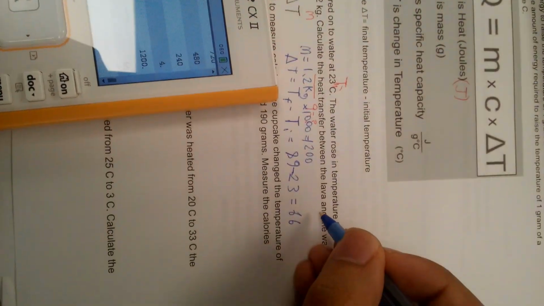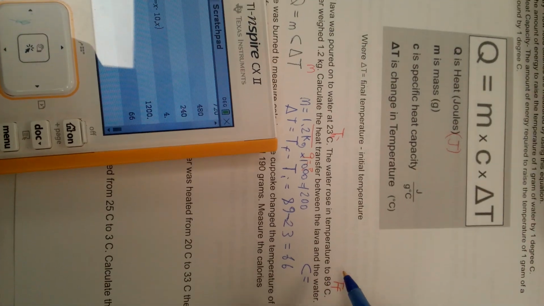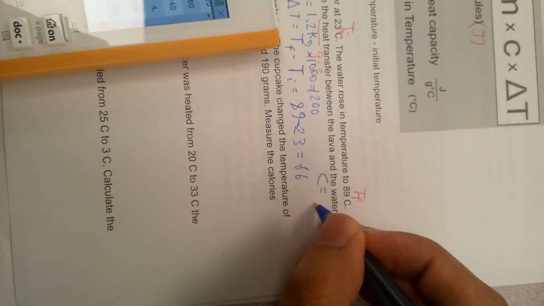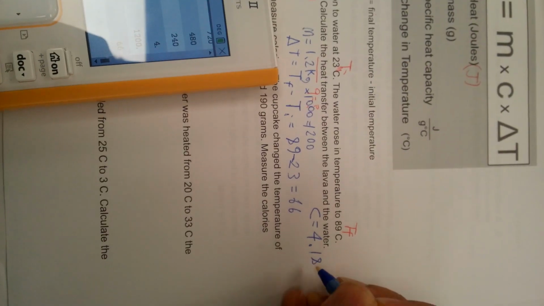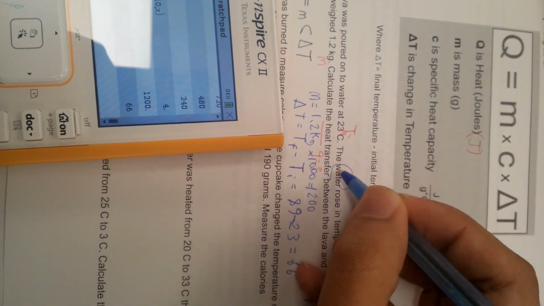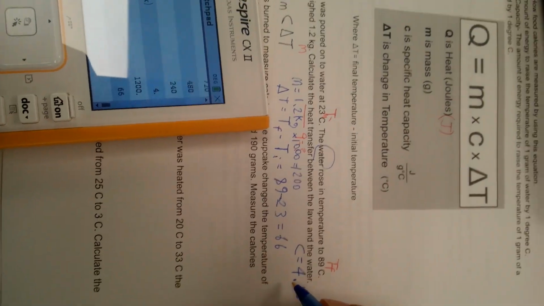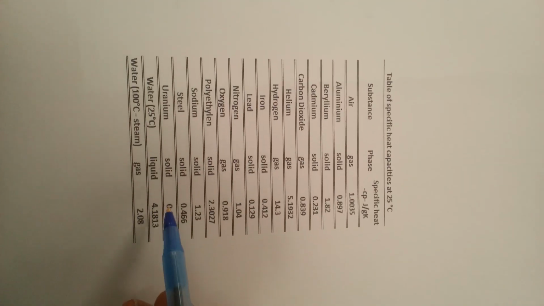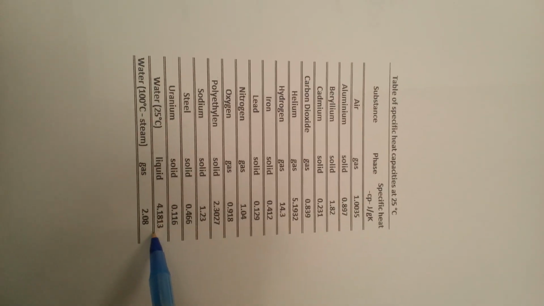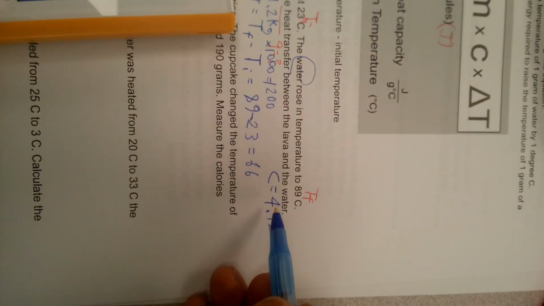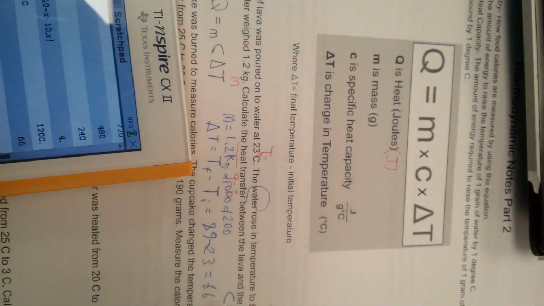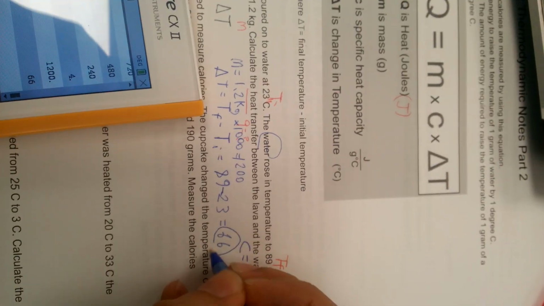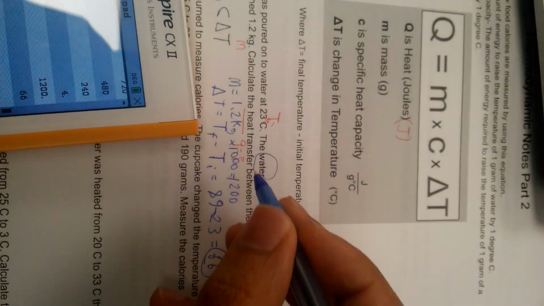And then the last thing is the C. C is going to be 4.18. The reason it's 4.18 is because we are talking about water. And water has a specific heat capacity of 4.18. So if we look at this chart over here, the specific heat of water is 4.18, so that is why this has to be 4.18. So now we have everything we need. We have 66, we have 4.18, and we have 1,200. Let's plug in all these numbers into the equation.